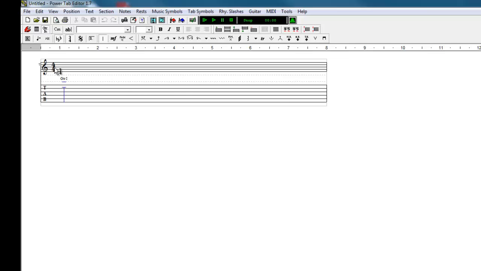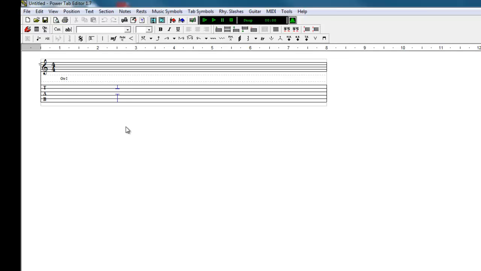All right, here you see these two 4s stacked on top of each other? That is the time signature. That tells us we're going to get 4 beats per measure. And now you're thinking, what the heck is a measure? Well, let me show you.